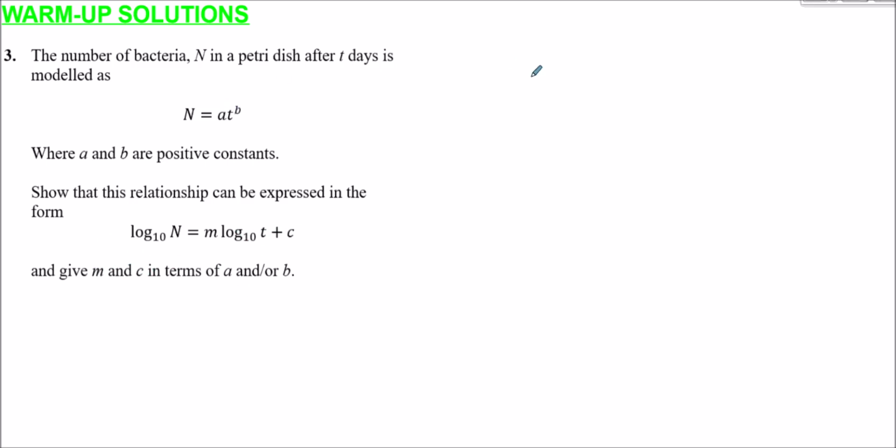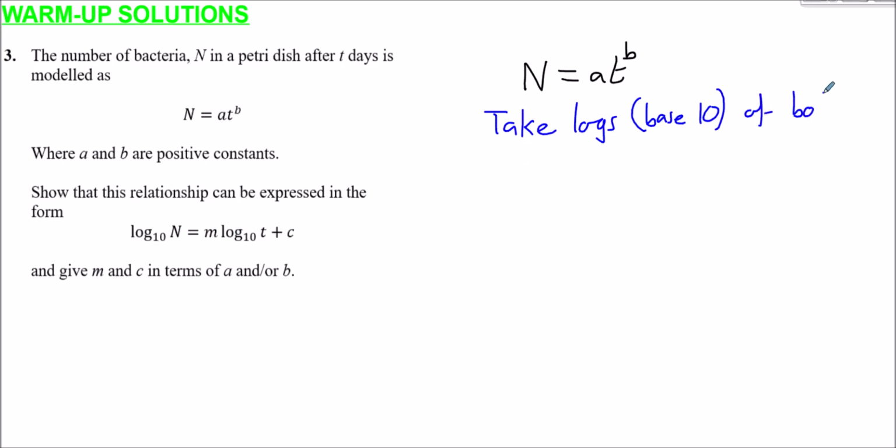So let's start off with n = a t^b. So first of all, take logs of both sides. So take logs base 10, because we're told here it needs to be in terms of base 10, of both sides. So then we have log₁₀ of capital N equals log₁₀ of a t^b.